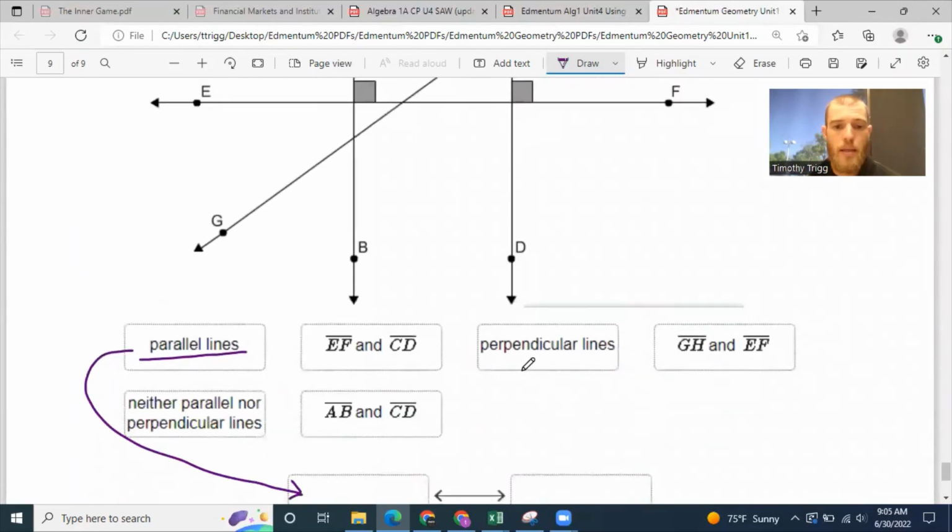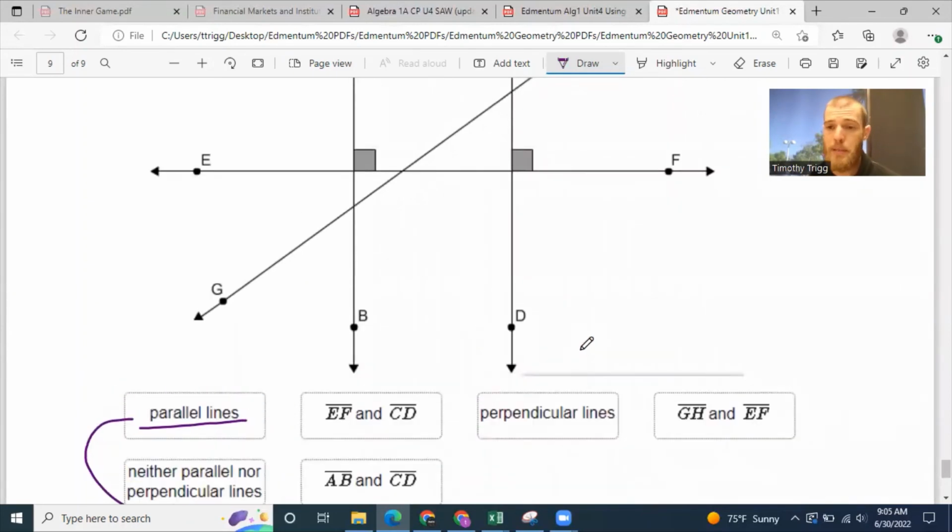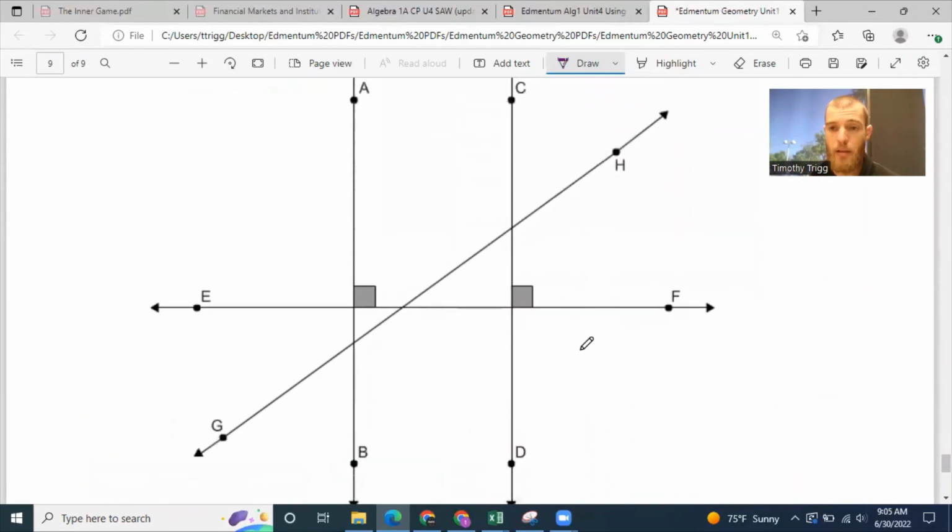Then it says perpendicular lines. So perpendicular lines mean that they cross at a 90-degree angle. You can see there's a 90-degree angle here, and then another 90-degree angle here. So you've got a couple options. Could be CD with EF, or it could be AB with EF.